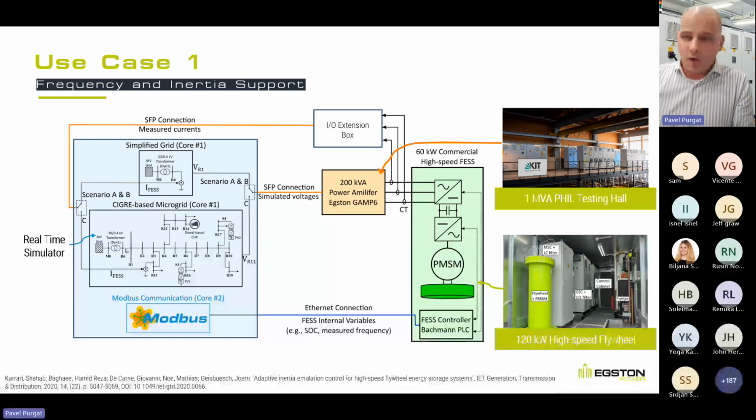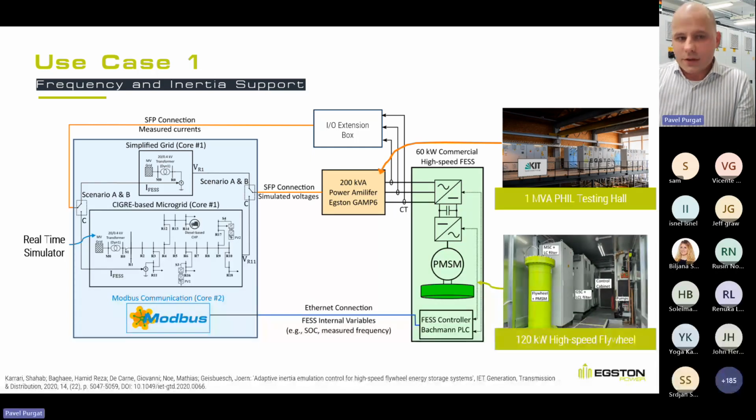A bit easier method would be to build a model of the microgrid and then deploy it on a real-time device. So this is exactly what the researchers at KIT did. They built a model of a Sea-gray-based microgrid that contains several nodes, a PV plant, and a combined heat plant as well. And this is deployed on a real-time platform.